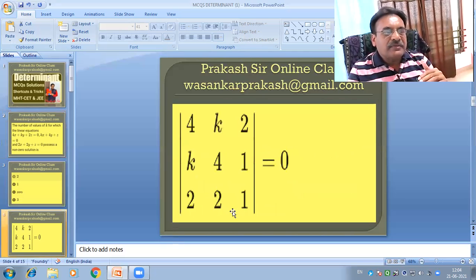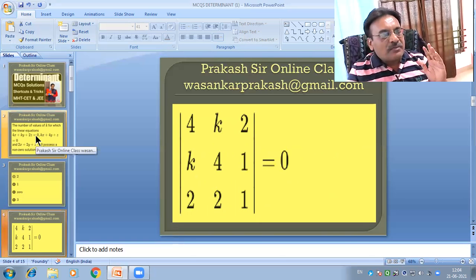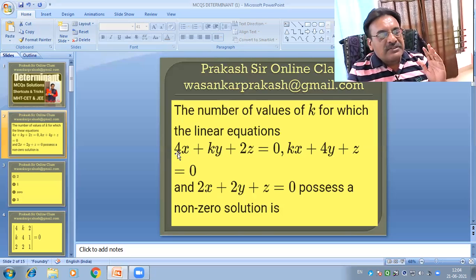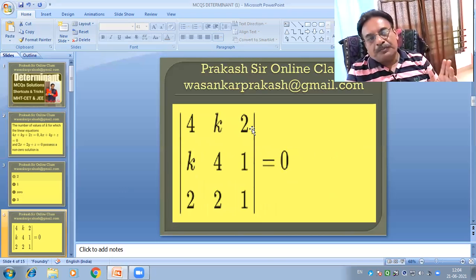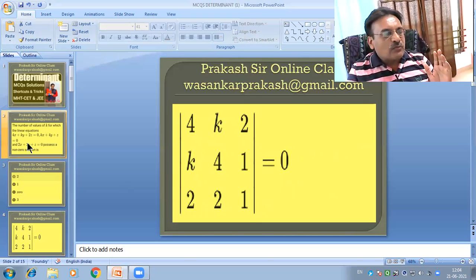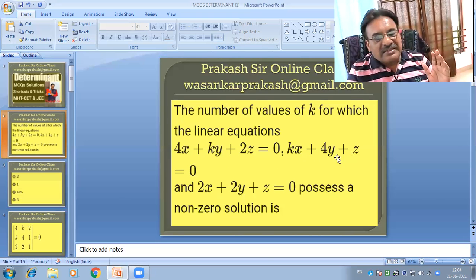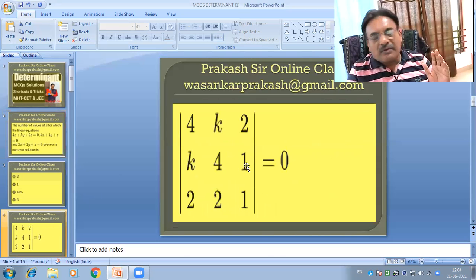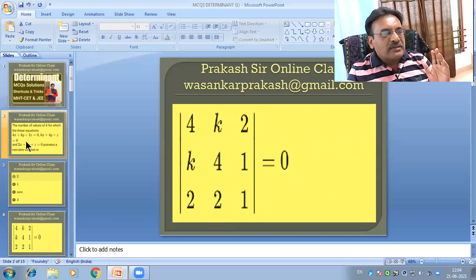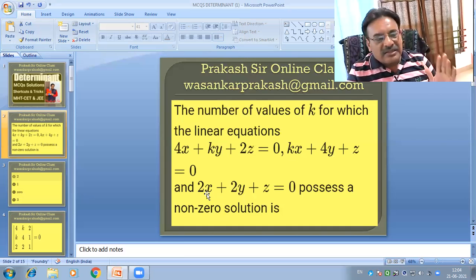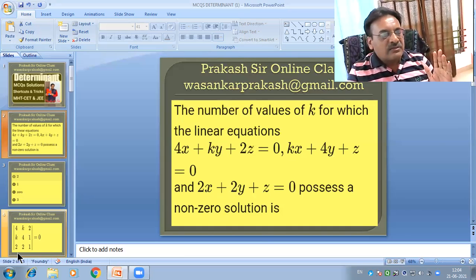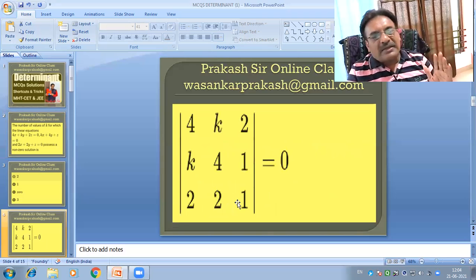So here we first write the determinant. In the first row, we write the coefficients of x, y, z in the first equation, that is 4 k 2. In the second row, we write the coefficients of x, y, z in the second equation, that is k 4 1. In the third row, we write the coefficients of x, y, z in the third equation, that is 2 2 1.